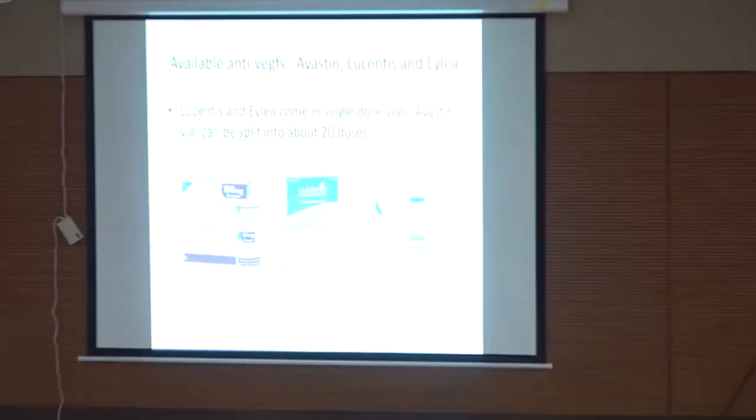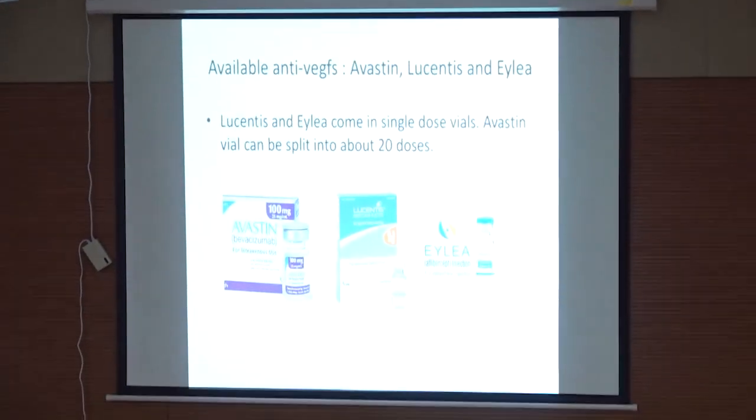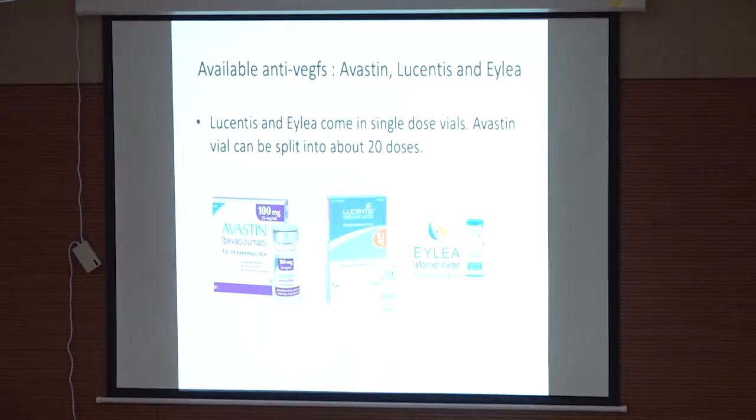These are the packings. The purchase cost for Avastin is 27,000, but you get 20 doses. For Lucentis it is about 20,000, and it is single use. Eylea, you won't believe, it is 46,000. So now come to the trials, how to use such an expensive medicine.